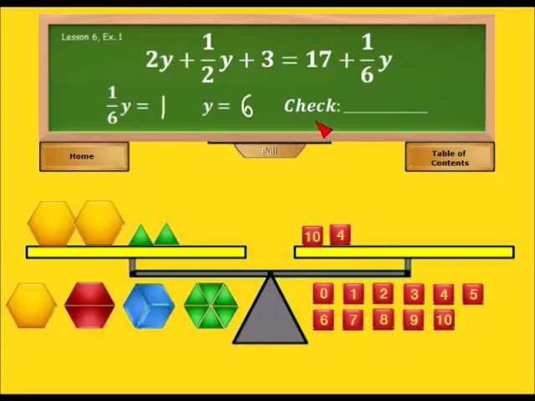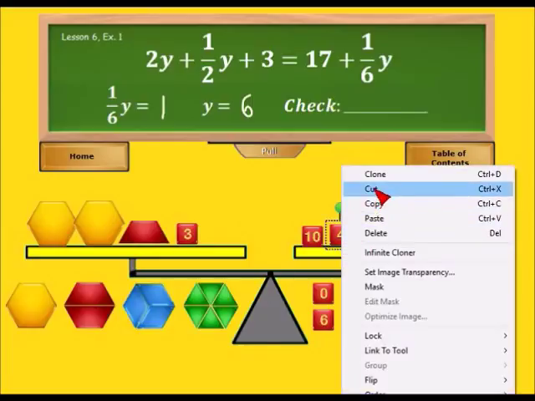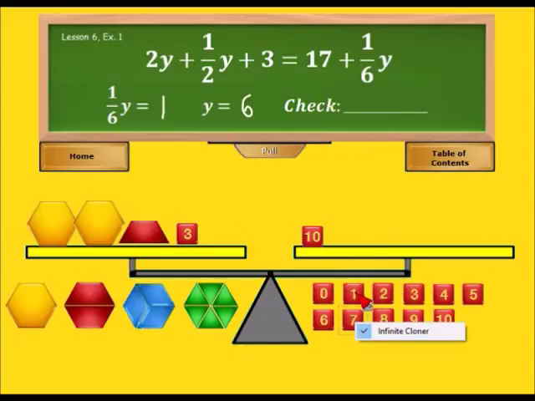To do the check, we need to go back and reset the original problem. So we have 2y and then we need half of y, and we need a 3 constant. And on the right side, we need 17. And 1/6 of y. Now, let's see if the check works out.